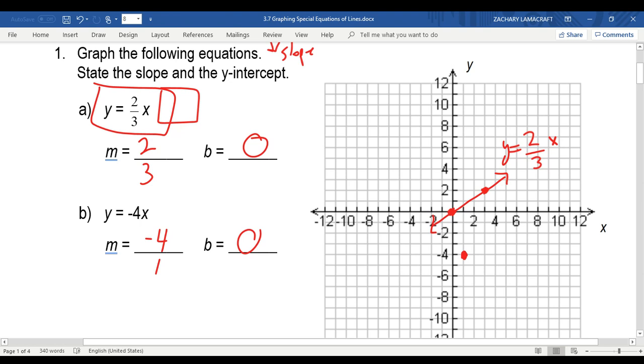Get used to counting those down yourself. And then from there, connect those dots. I just missed that bottom one there slightly. And we write our equation, y equals -4x. Okay? So that's the first type of special line. So basically, it's one where we don't have a y-intercept. Well, we do have a y-intercept. The y-intercept is just 0. So it starts at the origin, or our first point is at the origin.